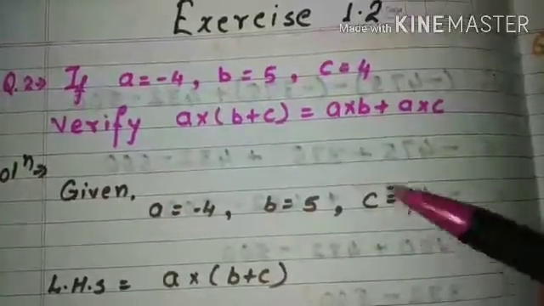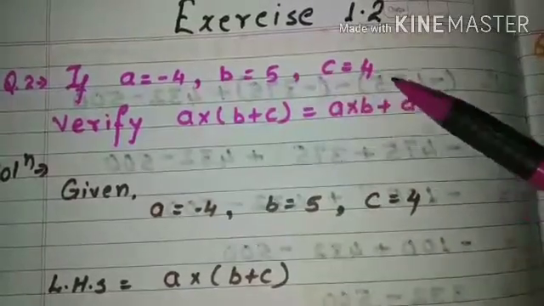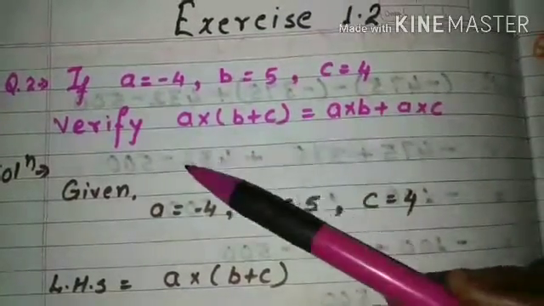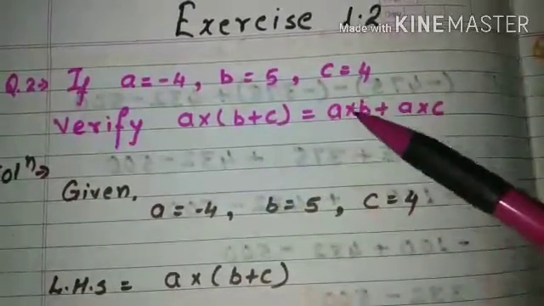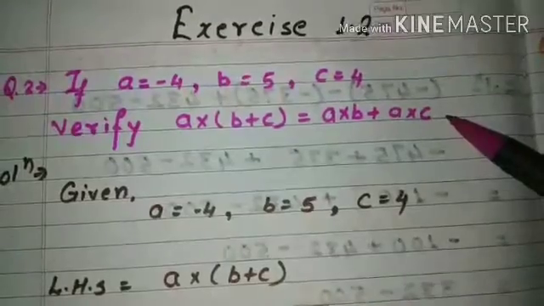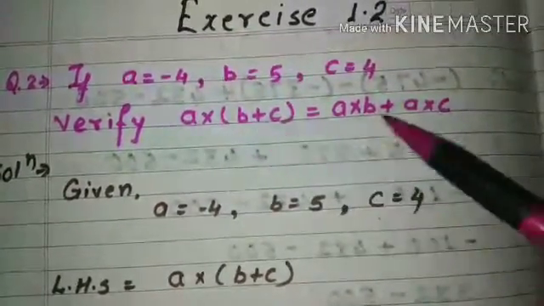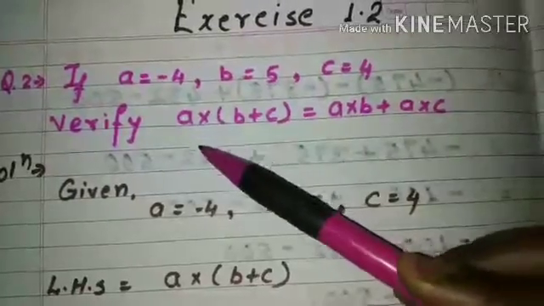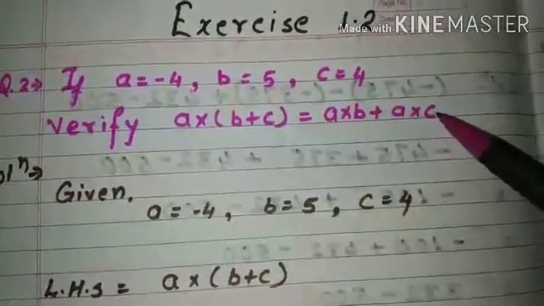That is, if a is equal to minus 4, b is equal to 5 and c is equal to 4, verify a into (b plus c) is equal to a into b plus a into c. So we have to verify this. Verify means we have to prove it: a into (b plus c) is equal to a into b plus a into c.